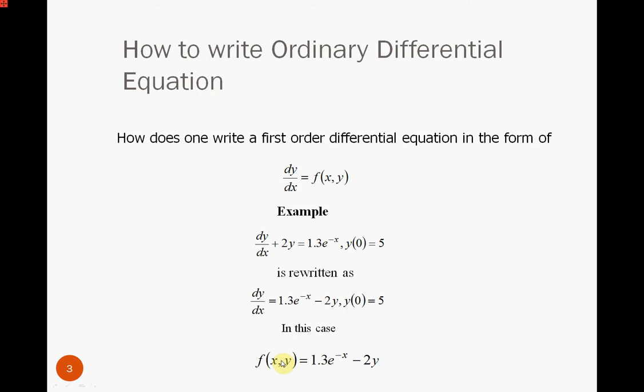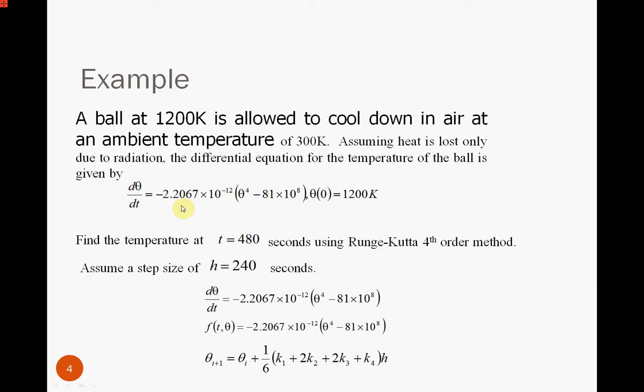That's just briefly how to write the differential equation. Here's the one we're going to look at. So we have this heat loss problem, probably for mechanical engineers, and you have a ball at 1200 K, so a sphere, 4 over 3 pi r cubed, and then you want to let it cool down to 300 K. Heat loss only due to radiation.